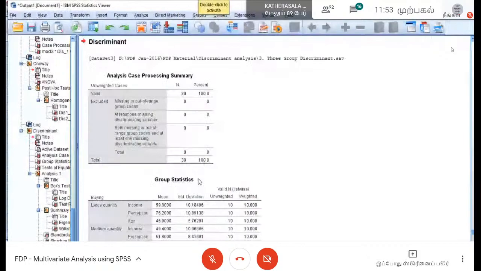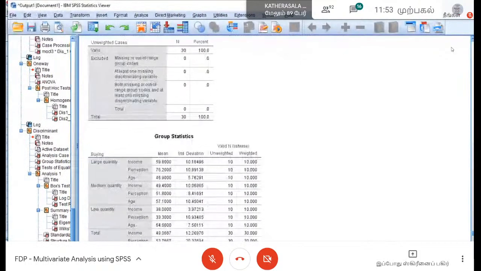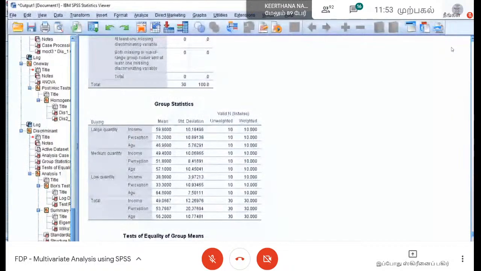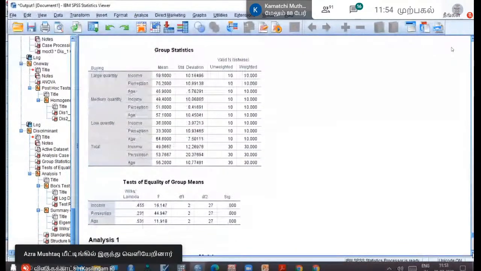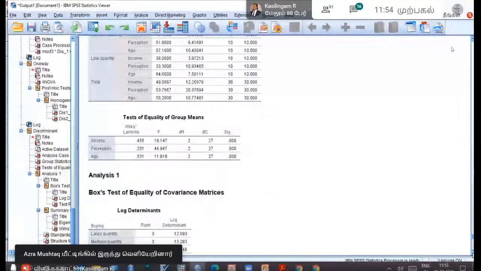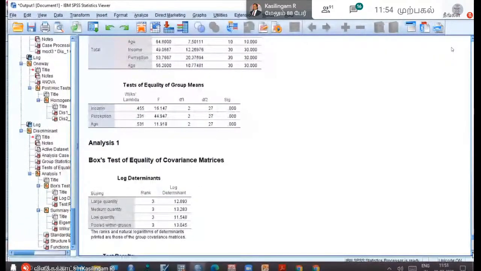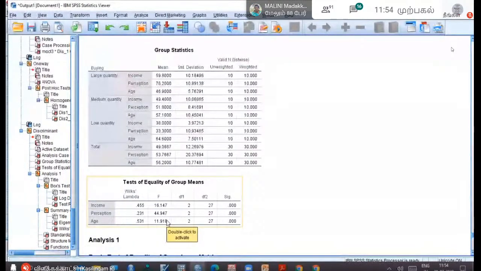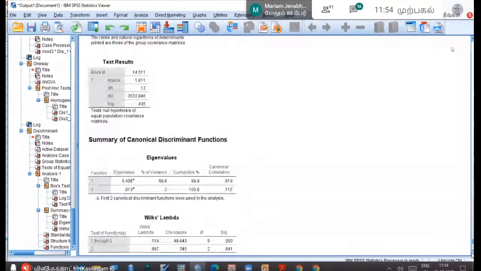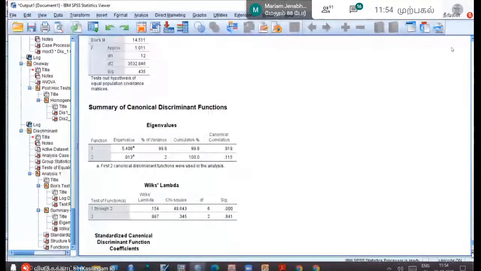So now I have three tables: the group statistics table, the test of equality of means table, right? And I have a box test, right? I put three things; I have clicked mean, that is why I am getting a mean value. I clicked ANOVA, that is why I am getting an F table. Then I have clicked the box test, that is why I am getting this table. All other things are old. So now we will try to understand those three tables.